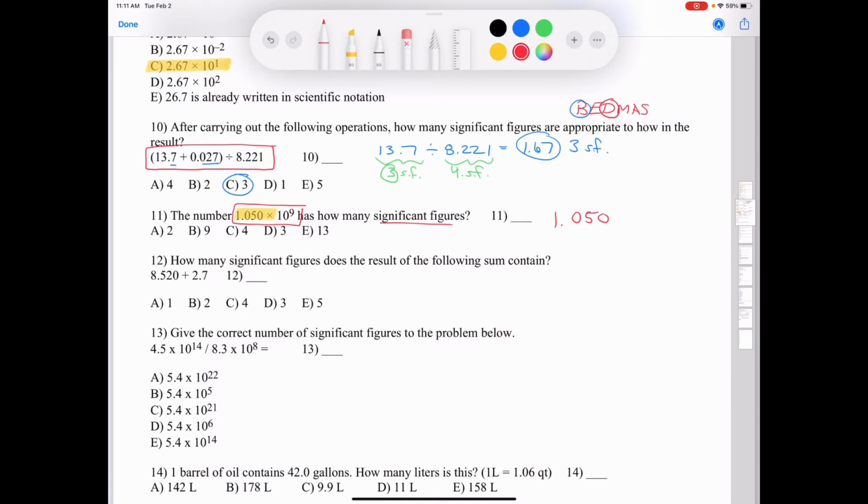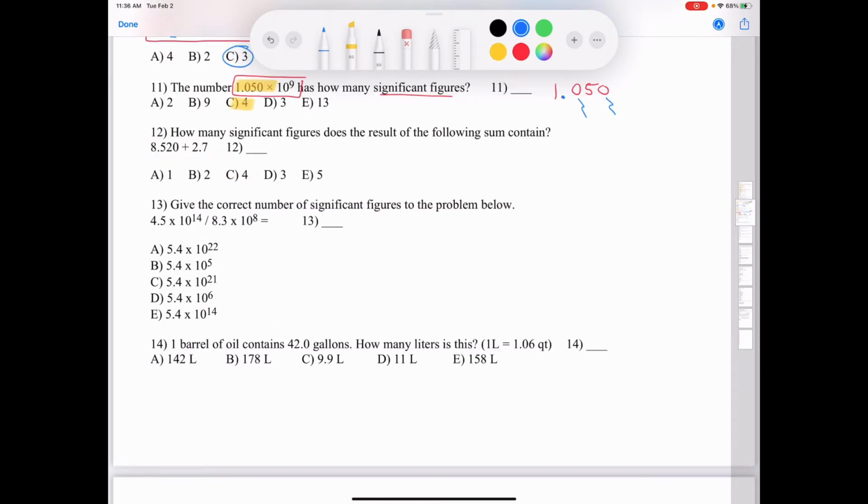This number, the 1.050. Well, we know that any number that's not a 0 is significant, so we know for sure that the 1 and the 5 are significant, but what about the zeros? Well, the first 0 here is significant because it's sandwiched in between two non-zeros. The last 0 is a trailing 0, but it follows a decimal place, and so it is also significant, meaning all 4 of the digits are significant. And so our answer is there are 4 significant figures in this number.